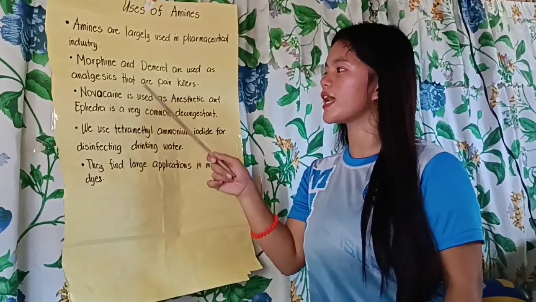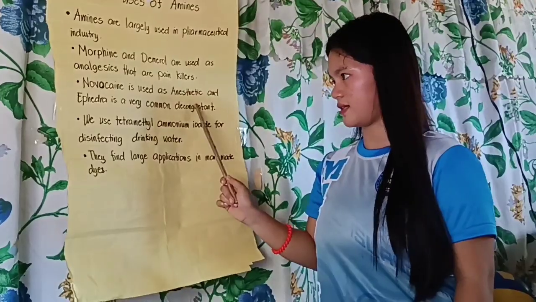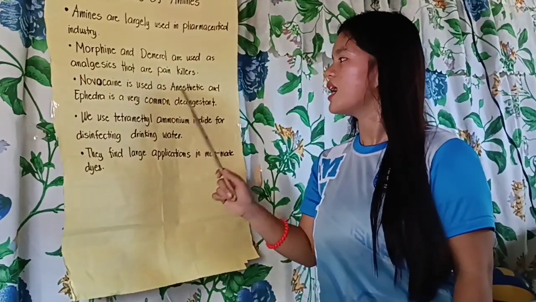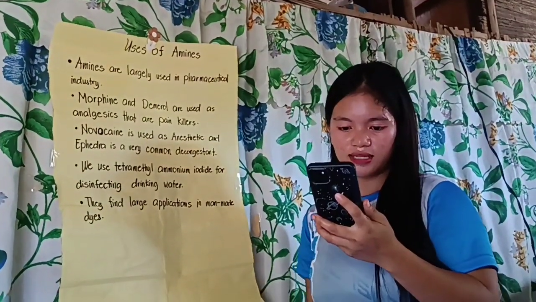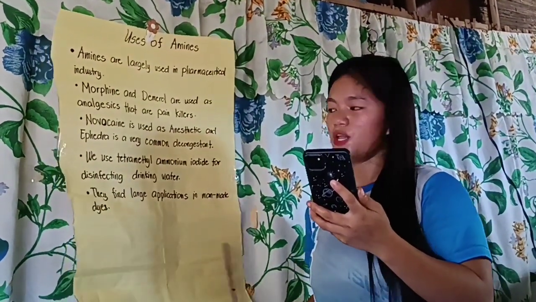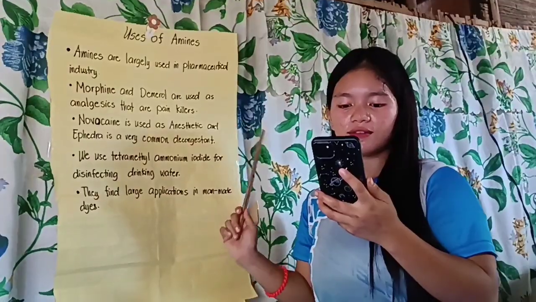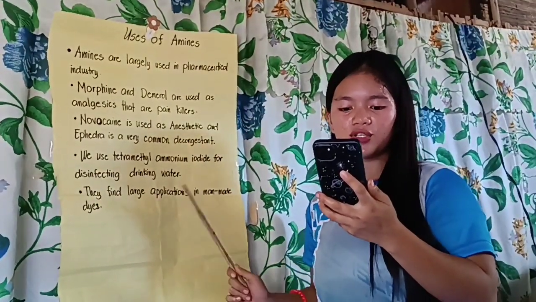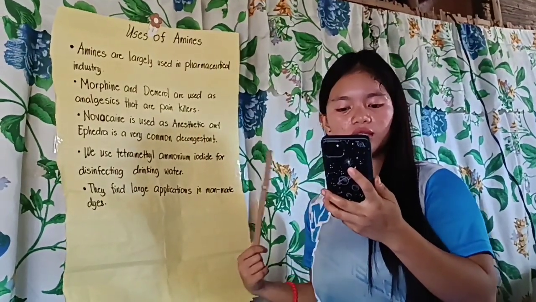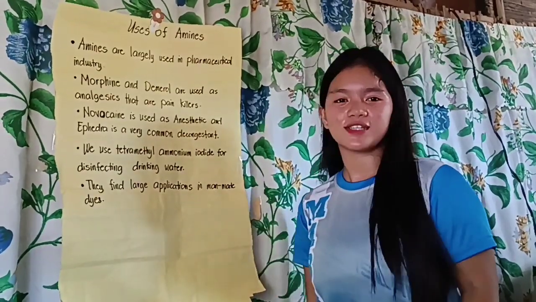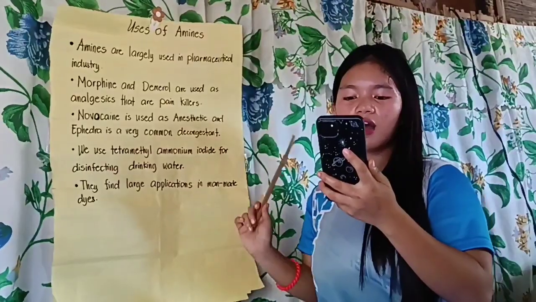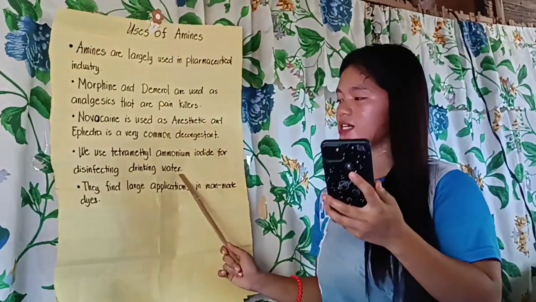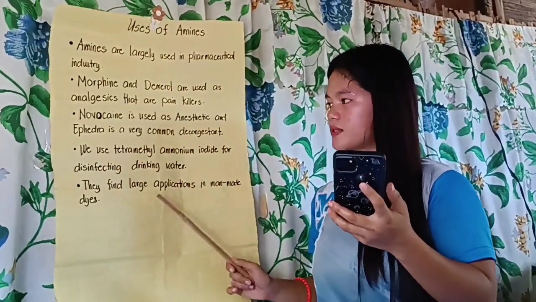Third, Novocaine is used as an anesthetic and ephedra is a very common decongestant. Amines are used in anesthetics and decongestants. For example, Novocaine is an anesthetic used to numb pain during surgeries, or as we all know, anesthesia. And ephedra is a very common decongestant used in treating cold symptoms.